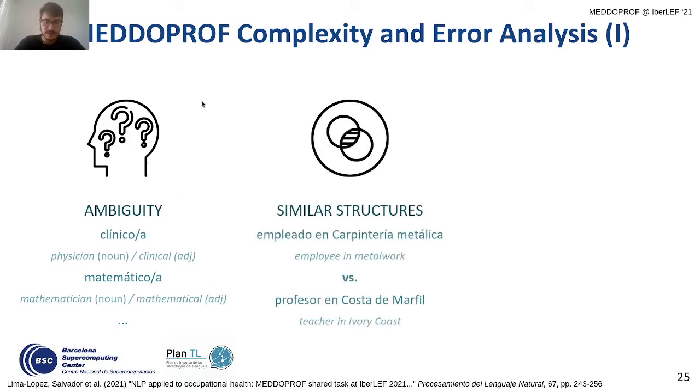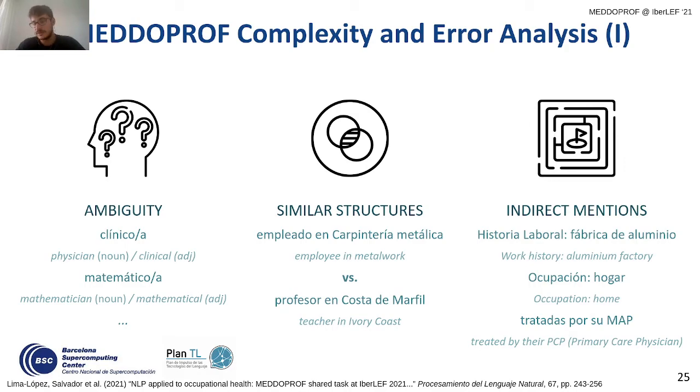Another complexity of the task is that some occupations have structures similar to other types of information, such as "empleado en carpintería metálica", employee in metalwork. This is an occupation per se, but for example, in "teacher in Ivory Coast", only teacher is the occupation and Ivory Coast is a location, right? And the predictions sometimes were a little bit too long and included this type of information.